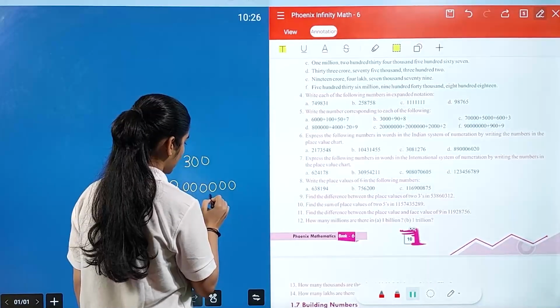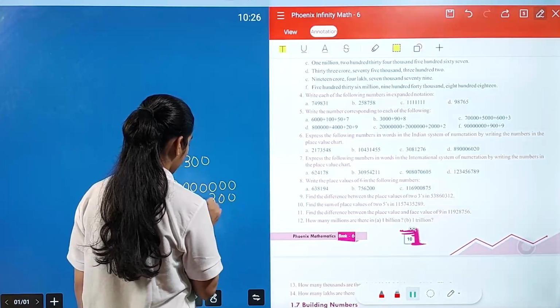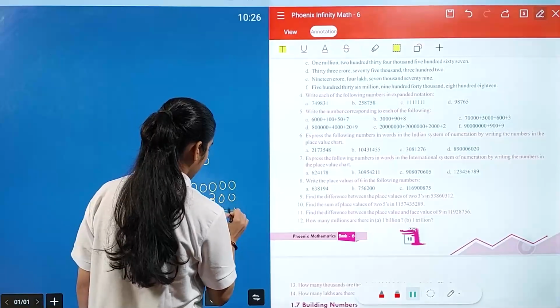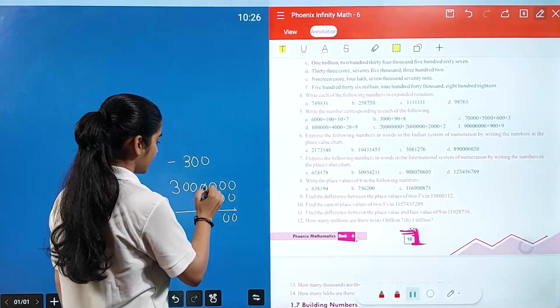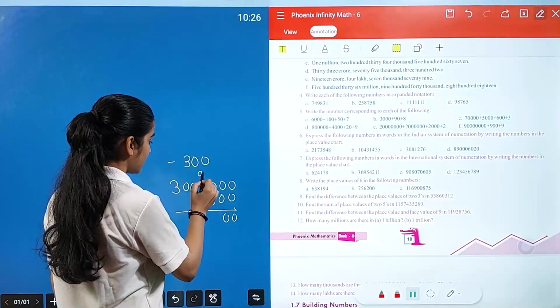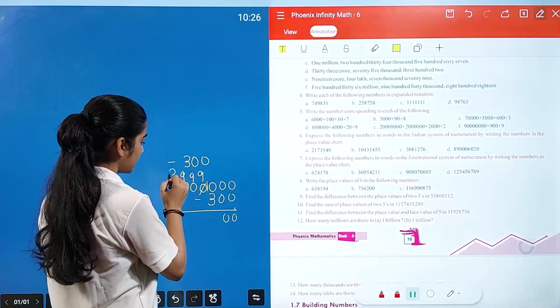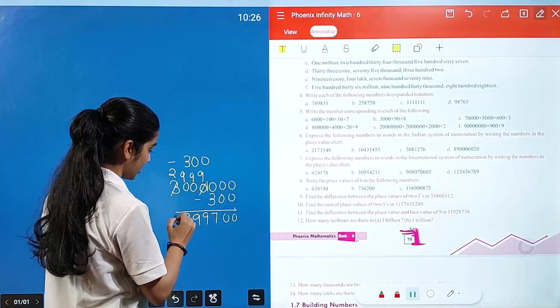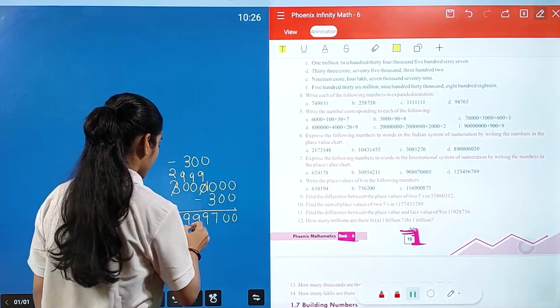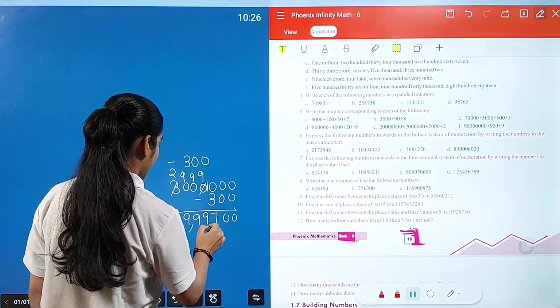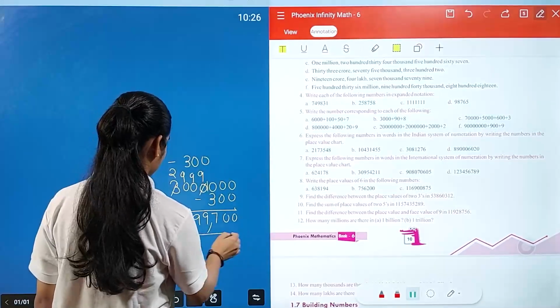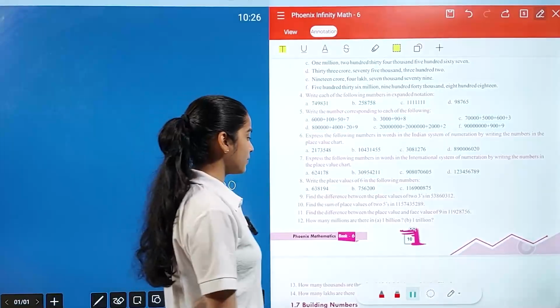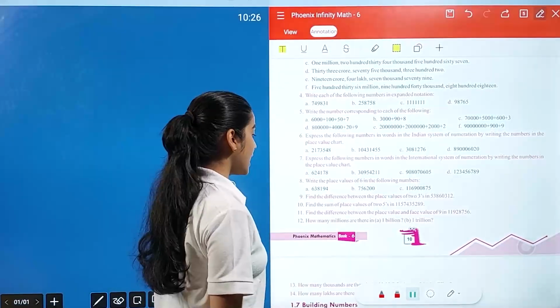Now we have to subtract 300 from this. 0, 0. Here we have 10, 9, 9, 9, 2, 7, 9, 9, 9. So your answer will be 29,97,700. Similarly, you have to do the place value of sum and difference as I do.